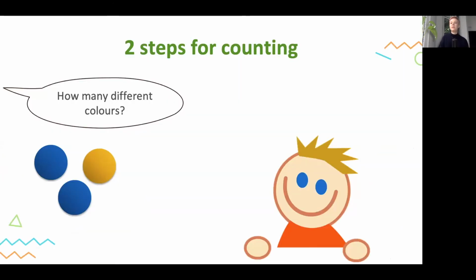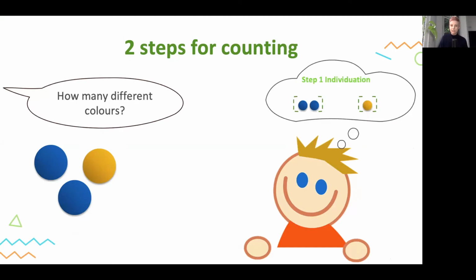Let's take a look at counting and break down what children need to understand to correctly count how many colors there are. The first step is individuation. Individuation means to construct meaningful units in your mind. Here, children need to understand that the unit should be blue and yellow.